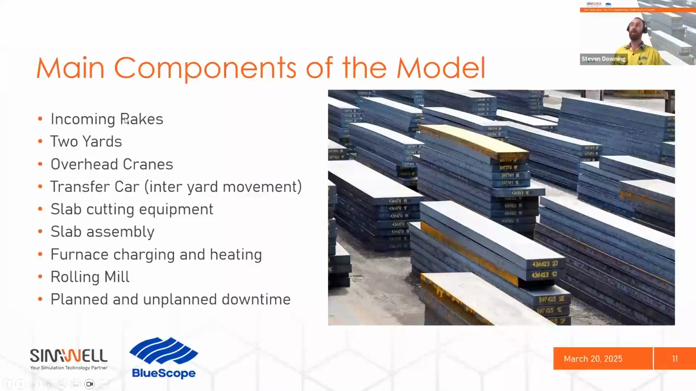Those steps included the incoming slabs on the rakes, the operation of the yard, each of the 2 yards, the cranes, the transfer car, the slab cutting, the slab assembling, preparing the slabs to be charged into the furnace, the actual charging of the furnace, the heating capacity of the furnace and the rate at which the slabs progress through, and then a complex pacing model to do with rolling, all being linked back to each of their individual downtimes, both planned and unplanned.